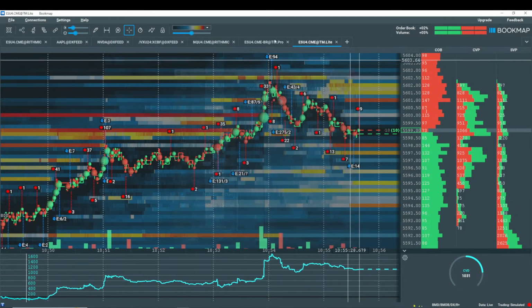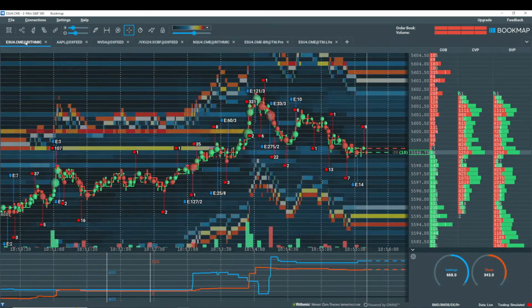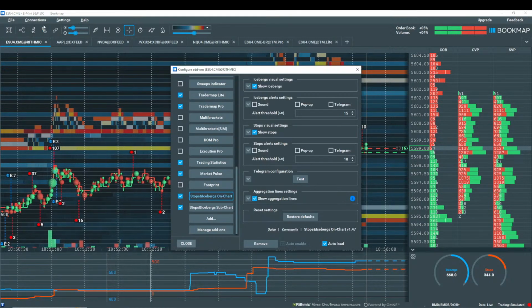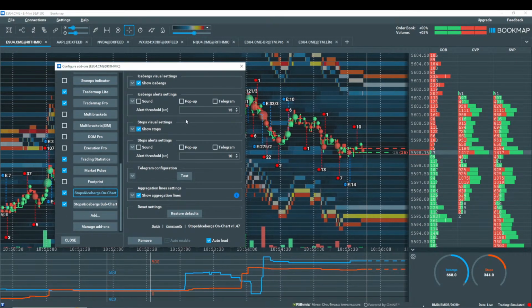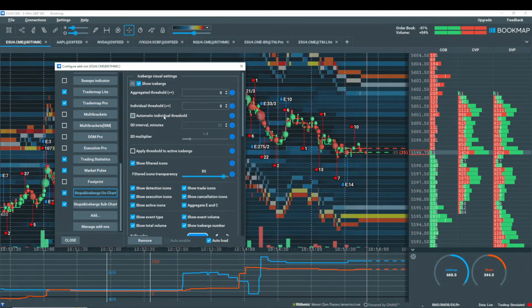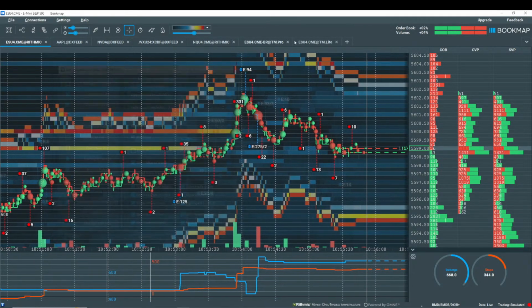And it looks like I have to filter it over on this chart here. I want to filter it, so put an automatic threshold in here. See what that does.